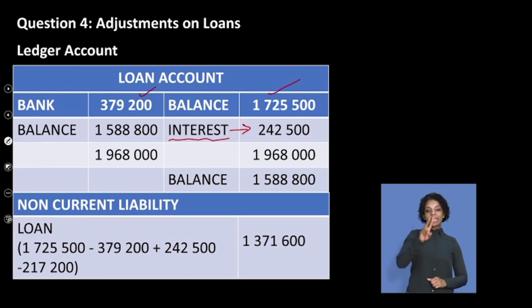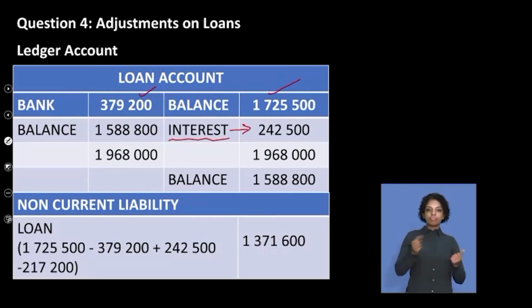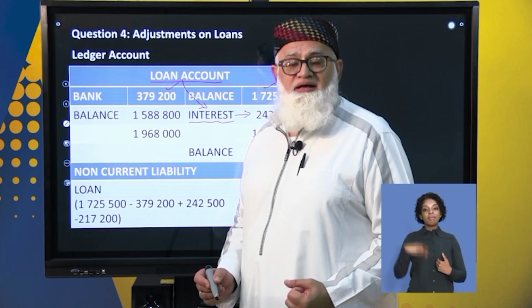242,500. Understand also, and this will also explain to you what we mean by the interest being capitalized. The interest being capitalized means that the interest is added to your loan account. Clearly you can see, there's my loan account. There's my interest on the credit side. I'm increasing my loan. The interest is being capitalized, added back to the loan account. That's what we mean by interest being capitalized.